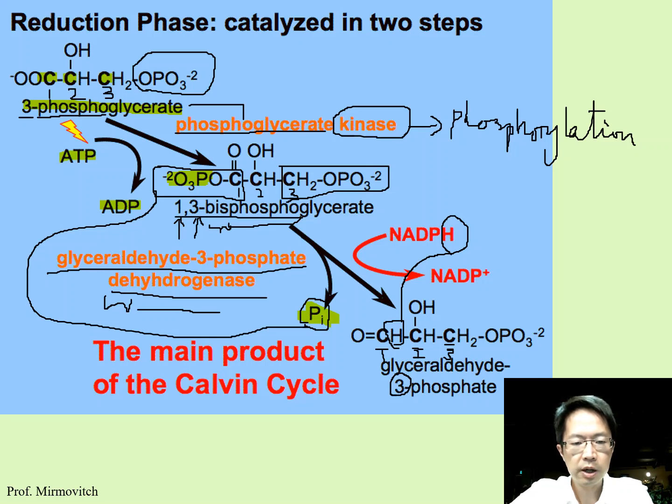Then what is the function of the enzyme glyceraldehyde 3-phosphate dehydrogenase? Dehydrogenase means that it removes the hydrogen atom from NADPH and puts this hydrogen atom onto carbon number 1, and then it becomes G3P. So dehydrogenase makes G3P by removing the phosphate group and adding a hydrogen atom.